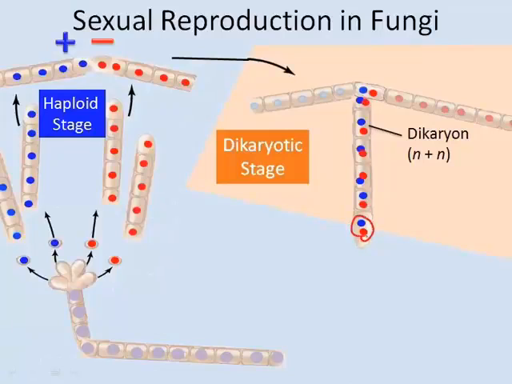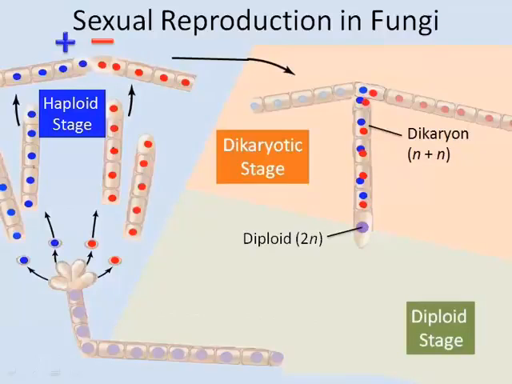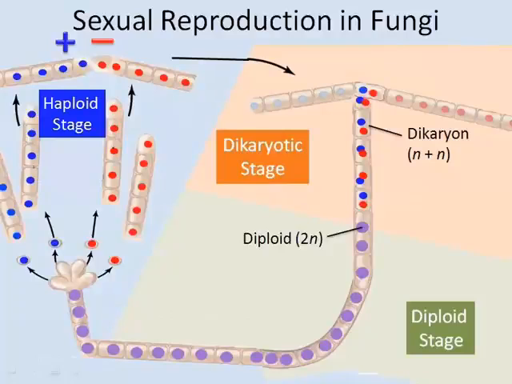At some time, the two nuclei of a dikaryon fuse to form a single diploid nucleus. This begins the diploid stage. A diploid cell can reproduce to form a diploid hypha or mycelium. Eventually, meiosis will begin the cycle anew.